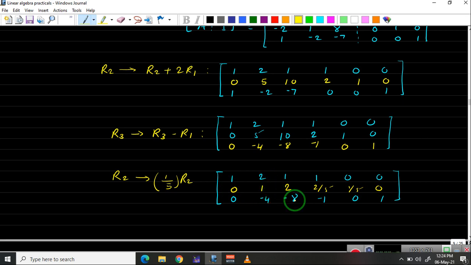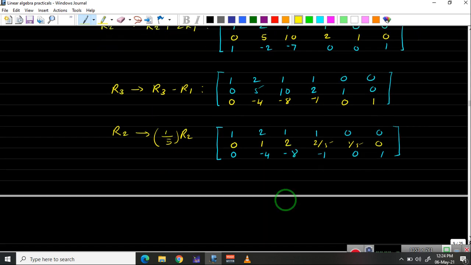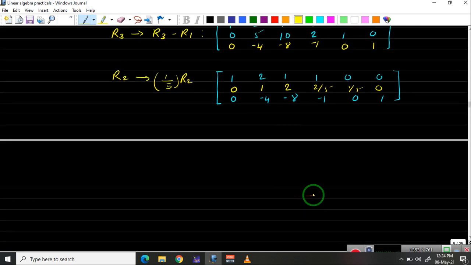Now let us make this one. We can make this one. It depends on you how you proceed with the operations, not a unique way. I will make this one first, this 0 first, or you can make this 0 first, you can make this one first. It's up to you how you proceed.